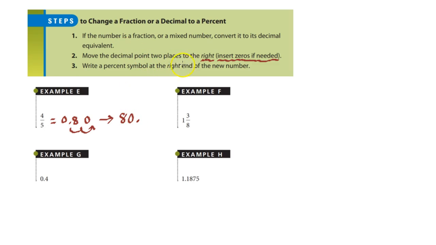Write a percentage symbol at the right end of the new number. Notice that this decimal isn't really doing anything. It's just the number 80. So this becomes 80%. And we're done.